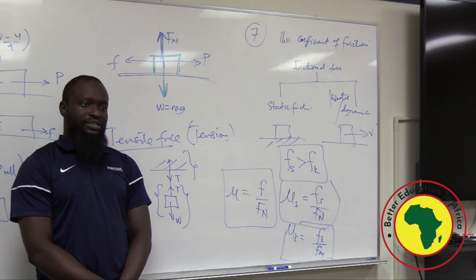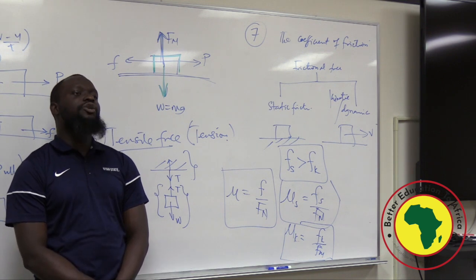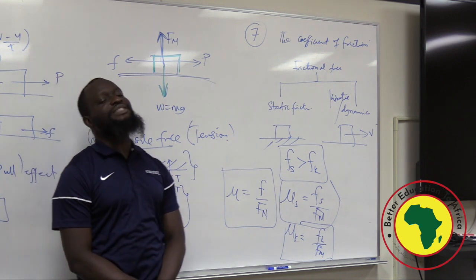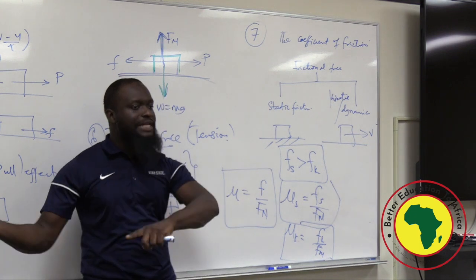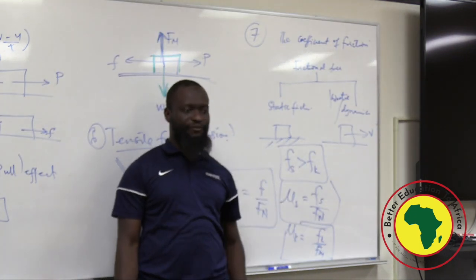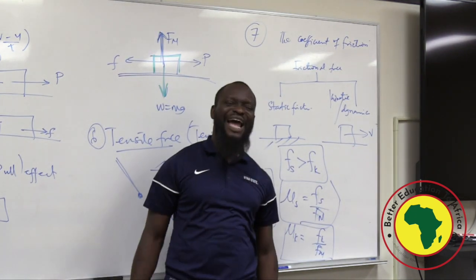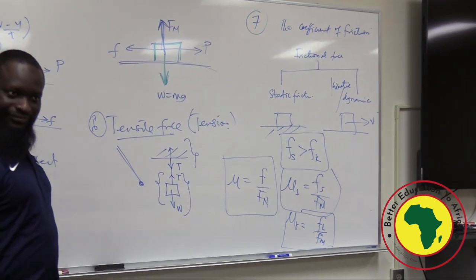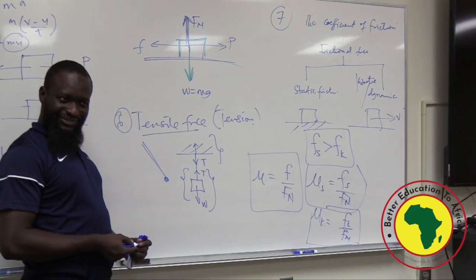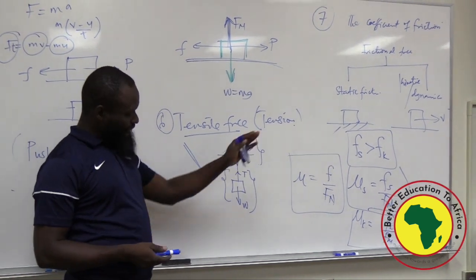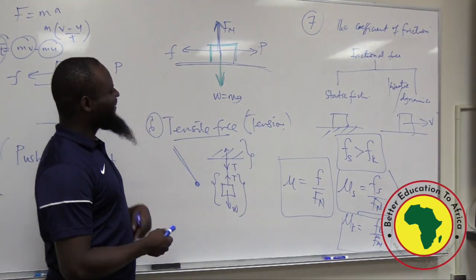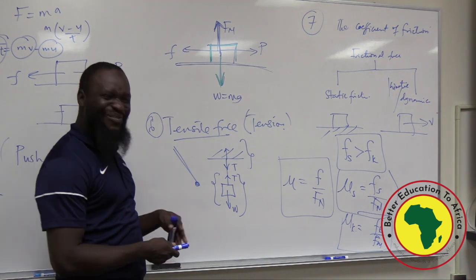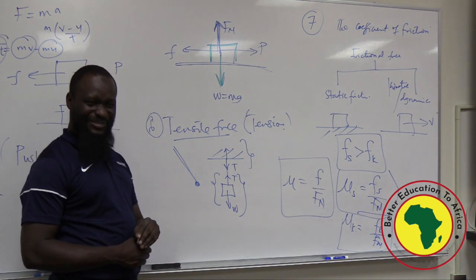So if an object is at rest on a surface and I say, what is the coefficient of friction? I'm looking for the coefficient of static friction. But if an object is moving on the surface and I say, what's the coefficient of friction? I'm looking for the coefficient of kinetic friction. Do you understand? It's just a ratio. We're going to give examples. We're going to see the beauty of all of this.